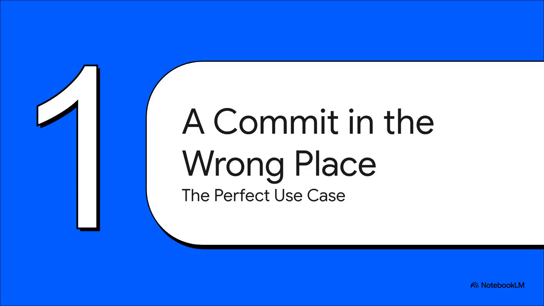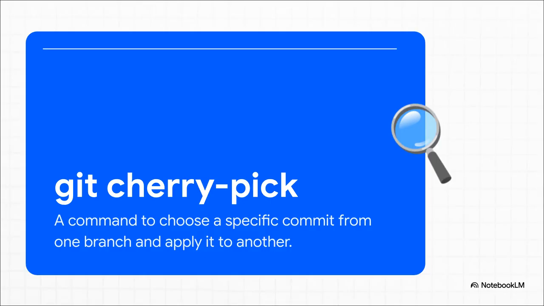Well, this exact scenario, a commit stuck in the wrong place, is precisely the problem that Git cherry pick was built to solve. It's all about moving one specific change from point A to point B without having to drag everything else along with it. Okay, so let's get into it.